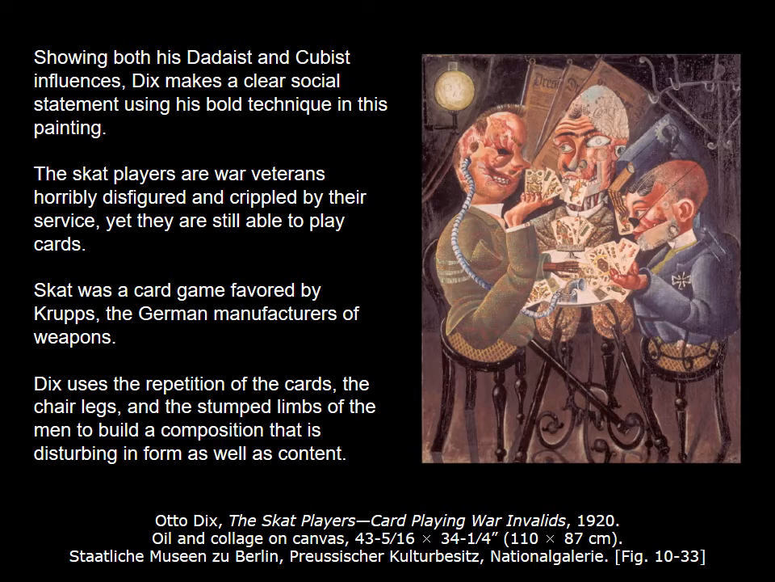And so the Scat game is really still about the fact that they're able to play cards despite these crippling disabilities. And Scat was a card game favored by Krups, the German manufacturer of weapons. So this is something that they were a proponent of. Dix uses the repetition of the cards here and the chair legs and the stumped limbs of the men to build a composition that is disturbing in form as well as content.